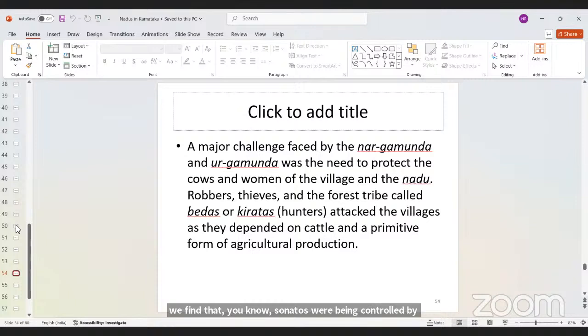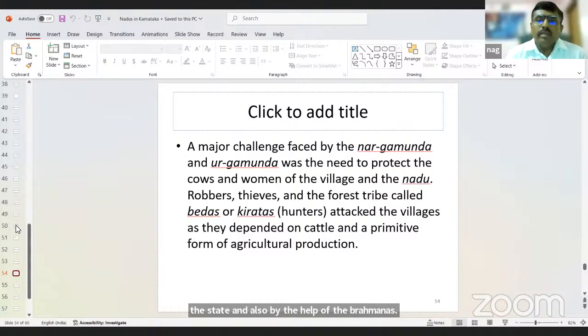The major challenge faced by the Nargavundas and Urgavundas was the need to protect the cows and the women in the village in the Nadu. If you look at inscriptions, we find a lot of cattle raids taking place. This we find in Tamil Nadu also. Even in ancient times, we find this particular kind of war being fought.